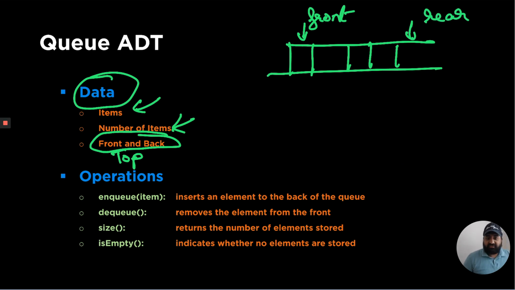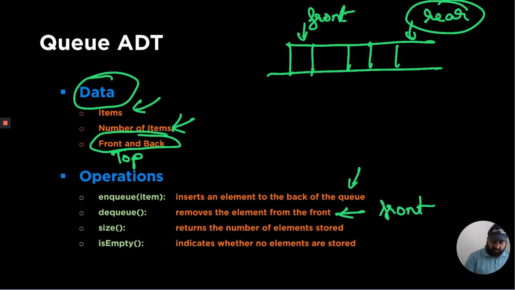The operations supported by the queue ADT include the enqueue operation, which is basically equivalent to the push operation on the stack. It adds an element to the back of the queue. Whenever we add something at the back, we need to update the rear pointer. Dequeue removes the element from the front, so in that case we update the front to some other position after removing the element. The size returns the number of elements stored, and isEmpty returns whether the queue is empty or not.